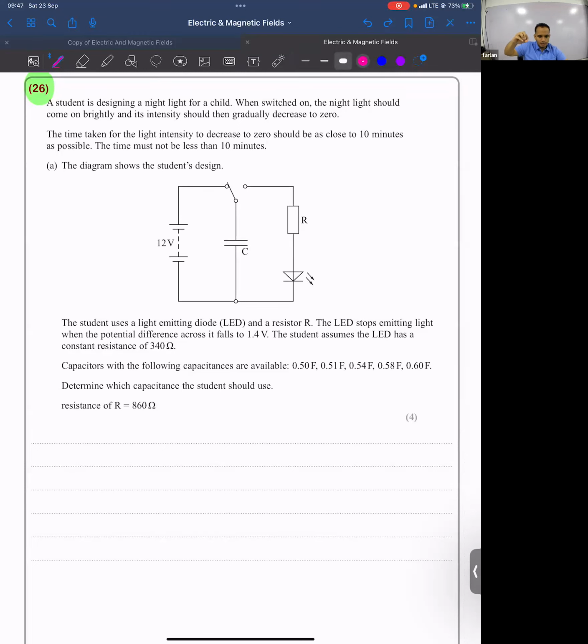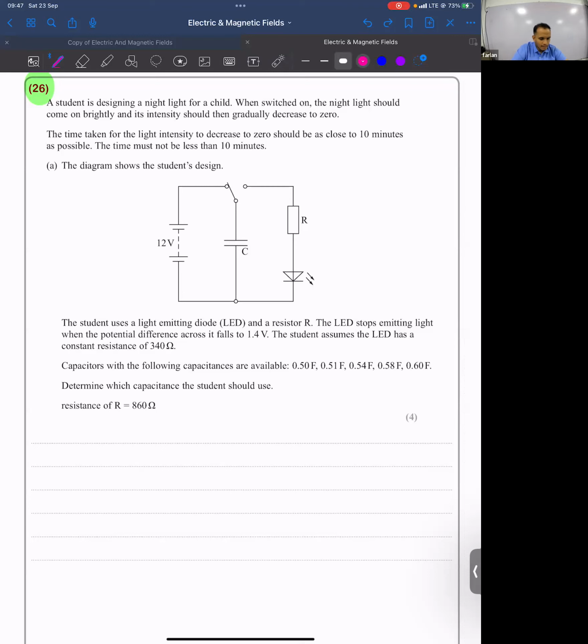The time taken for the light intensity to decrease to 0 should be as close to 10 minutes as possible. So in around 10 minutes, the light will go off. So by the time you fall asleep, the light has gone off. That is the design. Look at this.